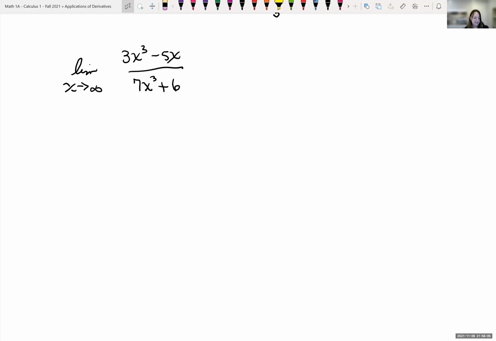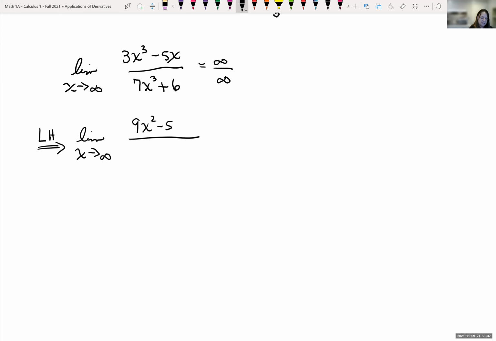So if we look at this limit as x is approaching infinity of (3x cubed minus 5x), all over (7x cubed plus 6), we're getting infinity over infinity, which tells us it's an indeterminate form. And we can look at L'Hopital's rule, which tells me to take the derivative of my numerator, which would give me 9x squared minus 5, all over the derivative of my denominator, which is 21x squared.